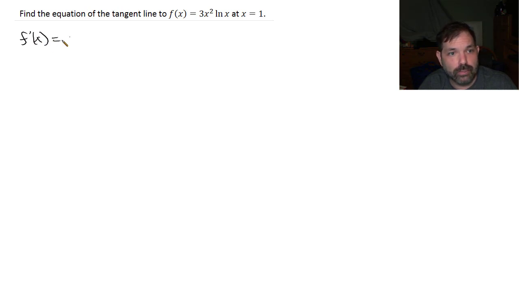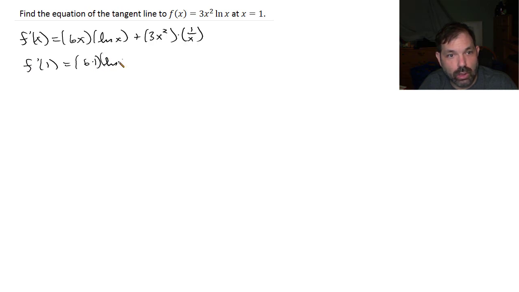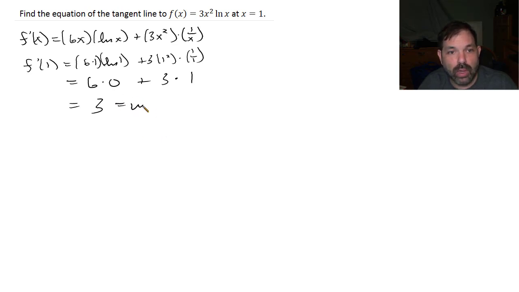f prime of x is equal to 6x times natural log x plus 3x squared times 1 over x. At x equals 1, f prime of 1 would be 6 times 1 times the natural log of 1 plus 3 times 1 squared times 1 over 1. Recall that the natural log of 1 is 0. So this becomes 6 times 0 plus 3 times 1, which is 3. And so that's the slope of the tangent line.